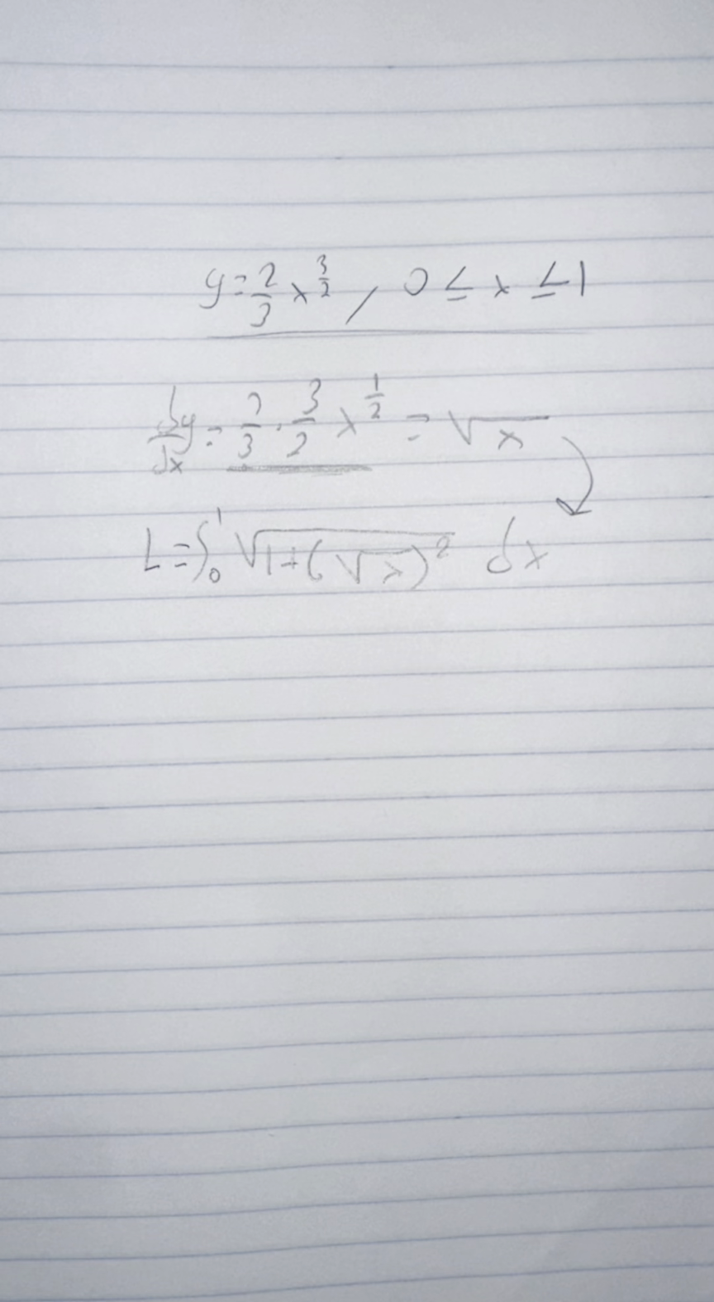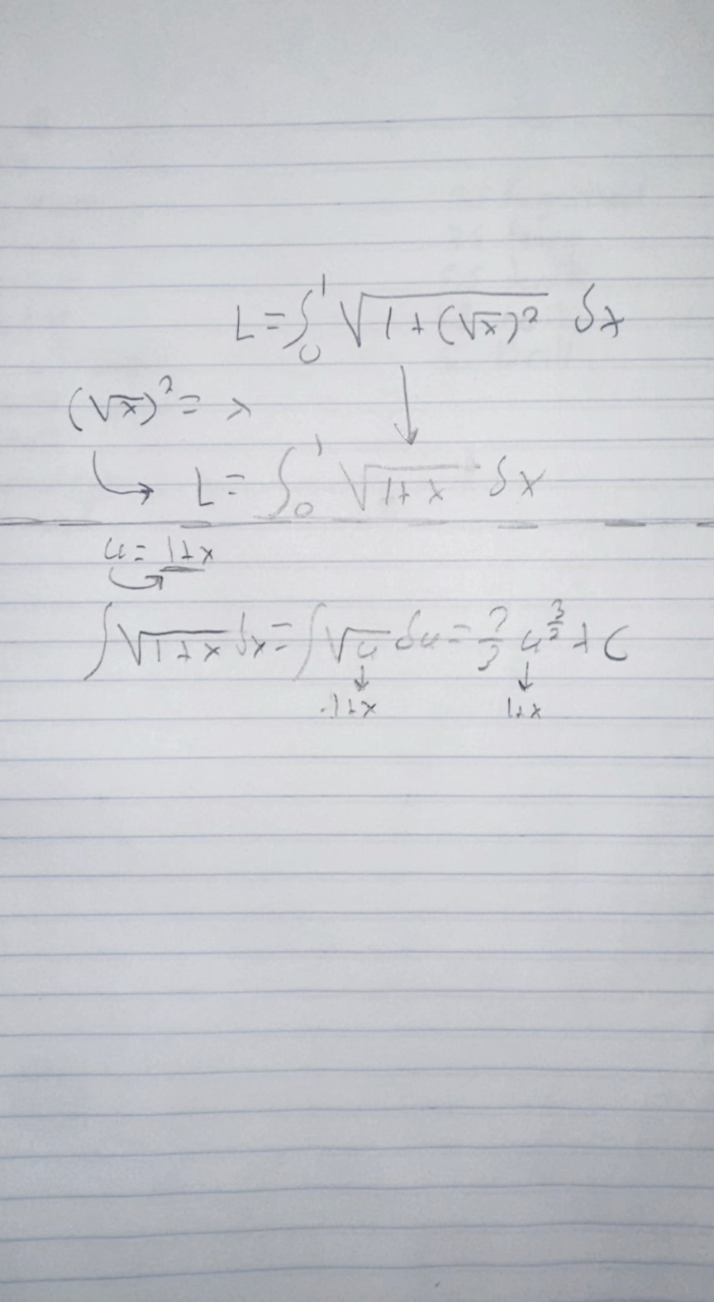Now, we can plug this into the arc length formula, and when we do so, we get L equals the integral from 0 to 1 of the square root of 1 plus (dy/dx) squared dx. If we substitute the square root of x, we get x. So now we have L equals the integral from 0 to 1 of the square root of 1 plus x dx. Now we want to evaluate the integral.